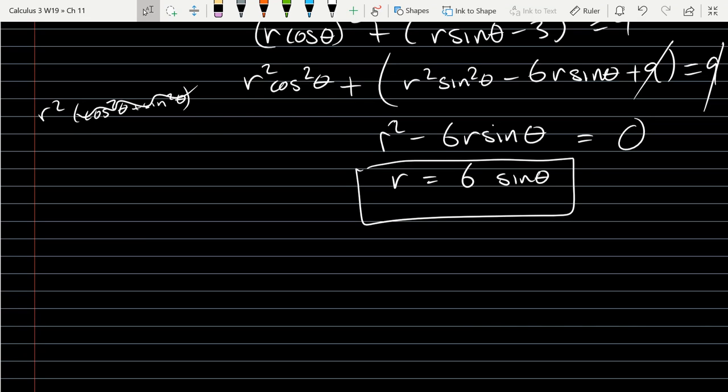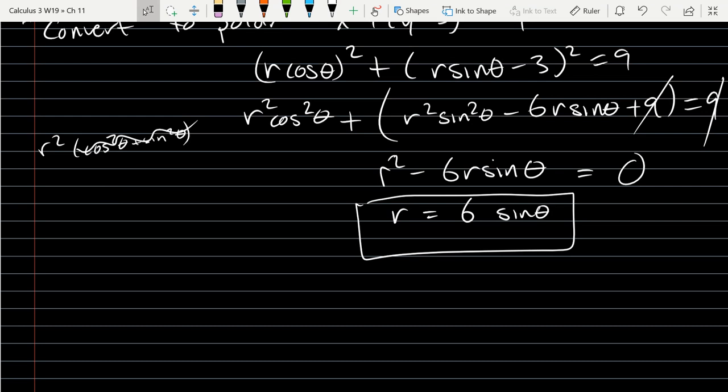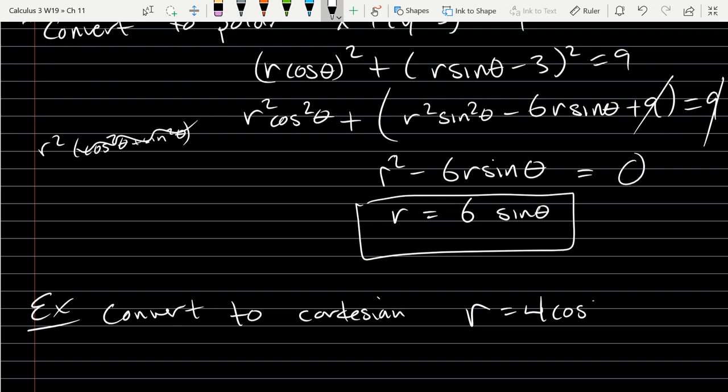So we'll go the other direction this time. Oh, we could graph, but I think at this point, graphing a circle with the center and a radius is pretty trivial. So I'm going to skip the graphing step on this one. So we'll convert to Cartesian. r equals 4 cos theta.